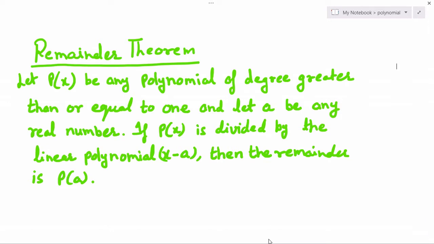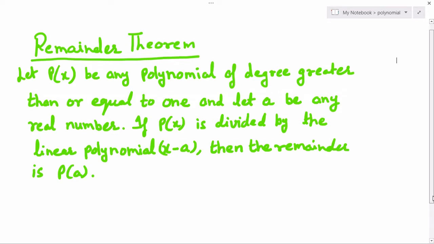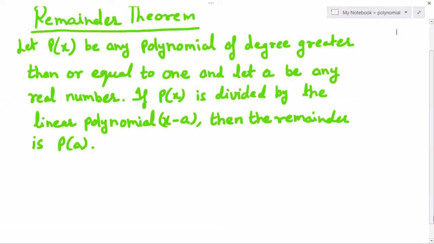Let P(x) be any polynomial of degree greater than or equal to 1 and let a be any real number. If P(x) is divided by the linear polynomial x minus a, then the remainder is P(a). I will explain this theorem with an example. Then you can easily understand what this theorem is saying.